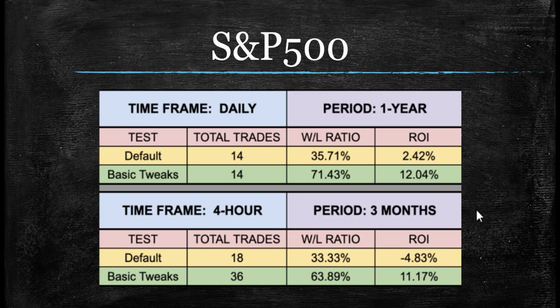Over to the S&P. Again with the low trades, but with the right amount of tweaks, we got this thing from 2.5 all the way to 12. That's really good for the S&P.